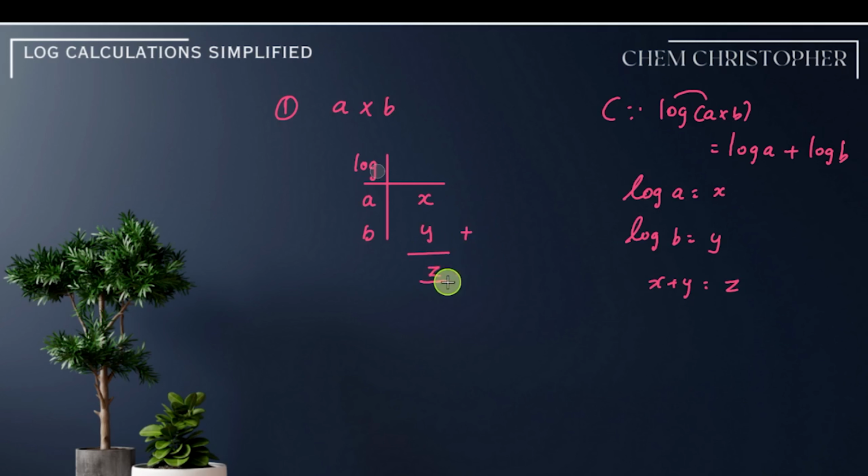So you have got the z. You need to find the anti-log value for z. This will give you the final answer. Got it? This is the step you should remember when you are about to multiply any two numbers. So let me go to the next one.